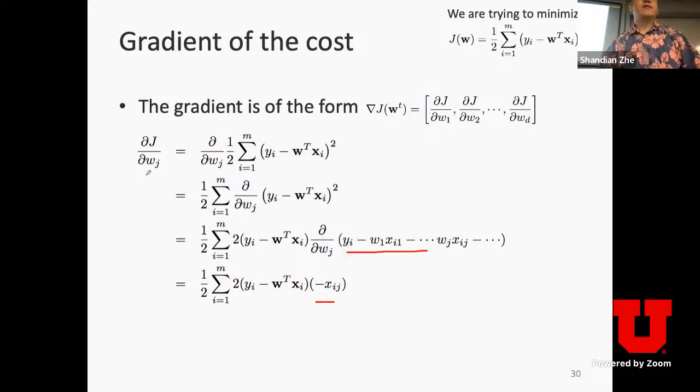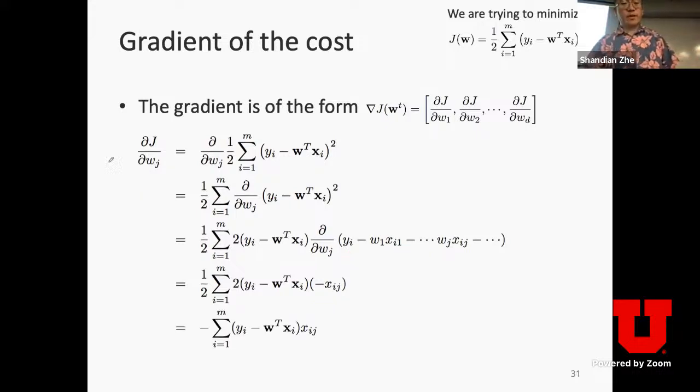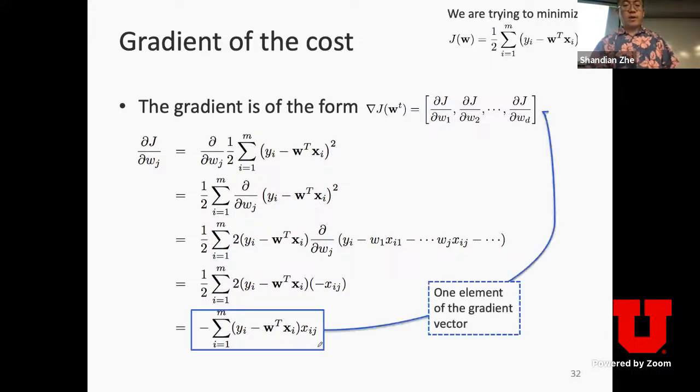Does it make sense? This is just a typical application of derivatives and chain rules. We can move the minus sign in front and cancel the 2 with the half, and you get our final form. Through this form, we can calculate one element of the gradient vector. This is not done yet. We need to calculate every element of the gradient vector to find our gradient vector. Any questions so far?